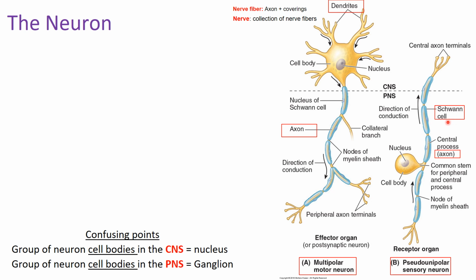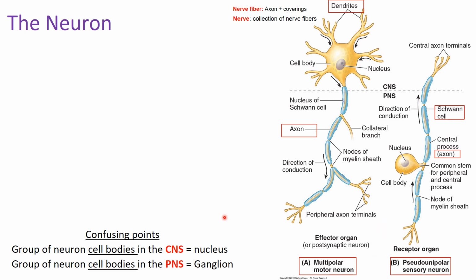Now, I'll touch on this a little bit more in just a moment, but you can see from this image that we have an effector neuron, which is a multipolar motor neuron, and a sensory neuron, a pseudo-unipolar sensory neuron. I'll touch a little bit more on how these work in just a moment.